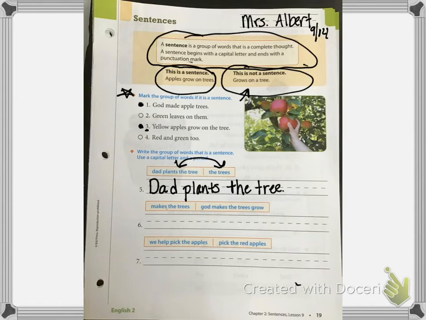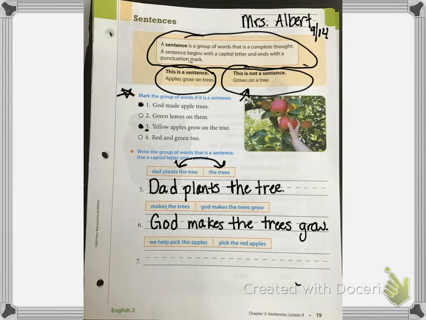Number 6, makes the trees, or God makes the trees grow. The second one, yes. So we're going to do God makes the trees grow, and then we're going to put a period at the end because it is the end of a sentence.